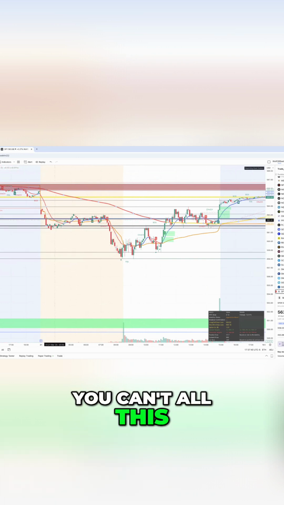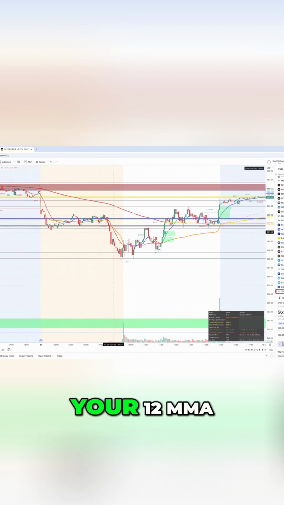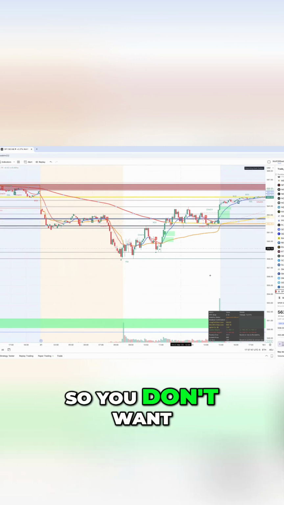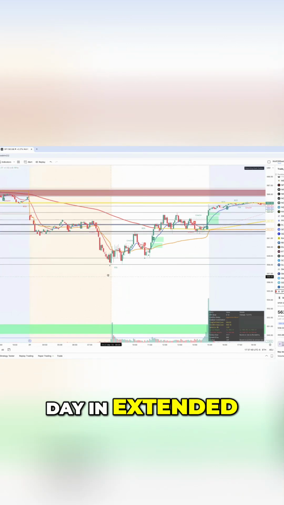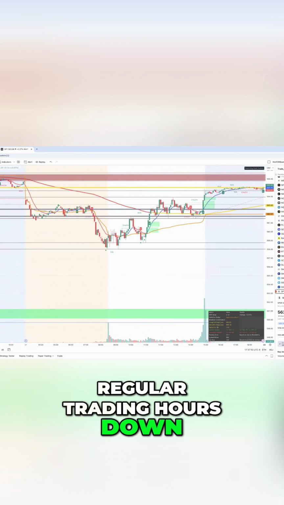You know what I'm saying? All this low volume is going to misplace your 200, your 12 EMA, whatever EMAs you're using. So you don't want to just trade all day in extended trading hours. You want to trade during the daytime on regular trading hours down there.